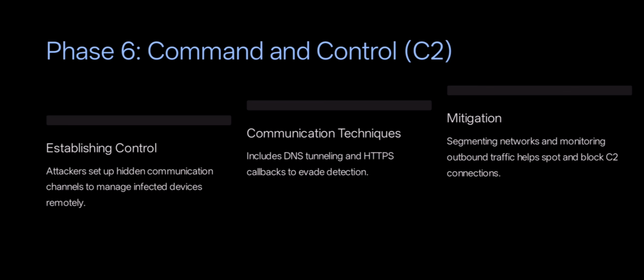5. C2 communication channels. Attackers use a variety of channels for command and control. These may include 5.1 HTTP/HTTPS. Most common method. Blends in with regular web traffic. Uses encrypted channels, HTTPS, to evade inspection.